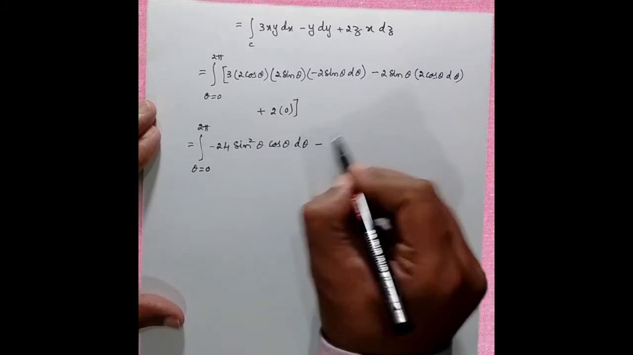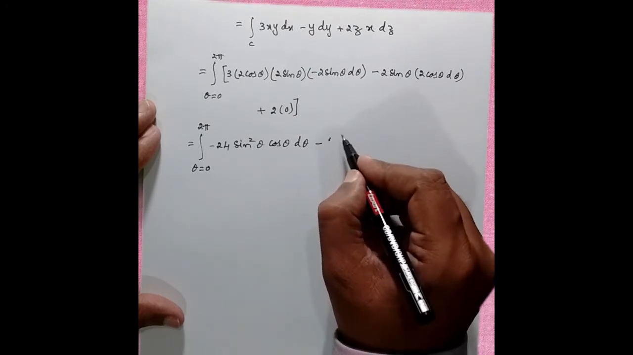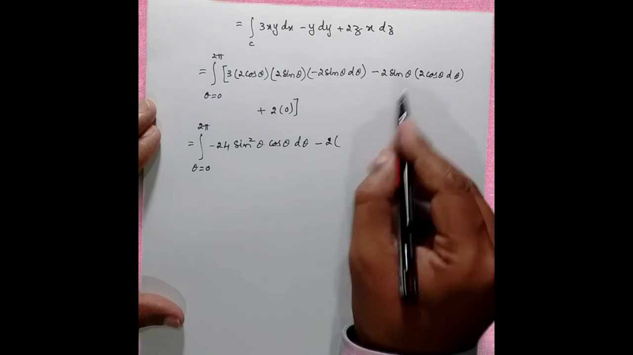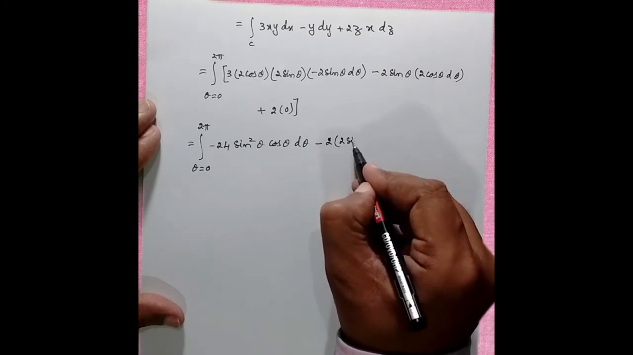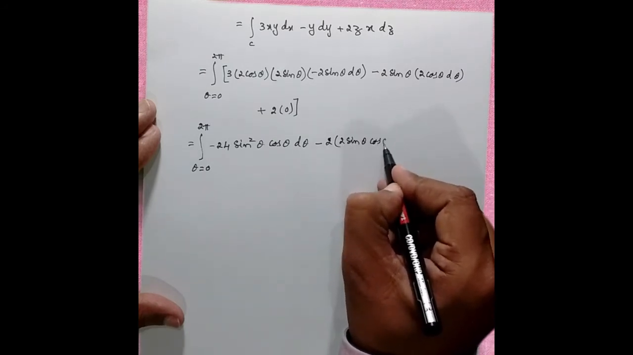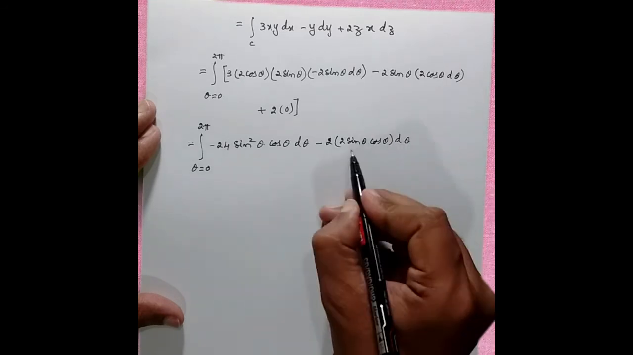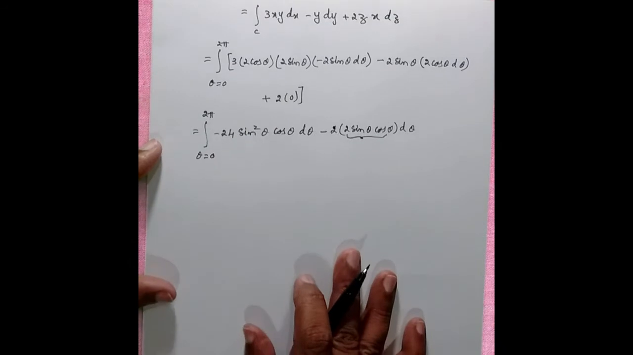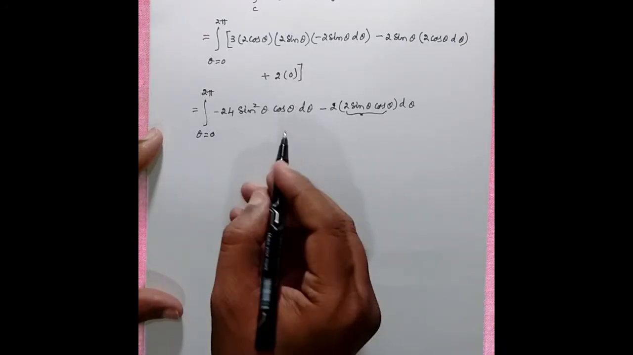So here minus 2 times 2 will be 4, or can I write that as 2 as it is. Again here 2 sine theta into cos theta, separate. 2 sine theta into cos theta times d theta. So this 2 sine theta cos theta can be written as sine 2 theta. We need to simplify this one.